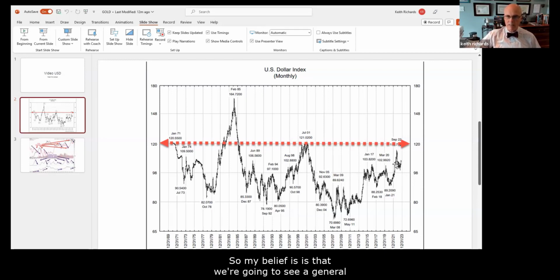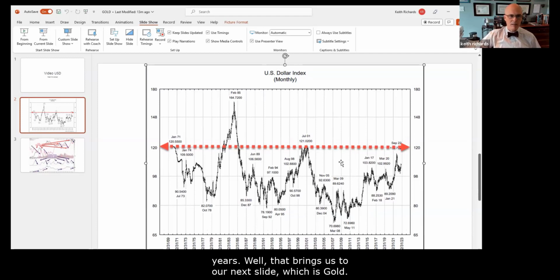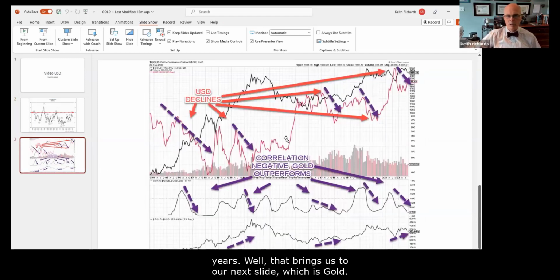So my belief is that we're going to see a general weakening period after a period of strength, which we've seen really since after the 2008 crash. We saw a growing resumption in the enthusiasm over the US dollar. And now we may see that enthusiasm wane over the next couple of years. Well, that brings us to our next slide, which is gold.